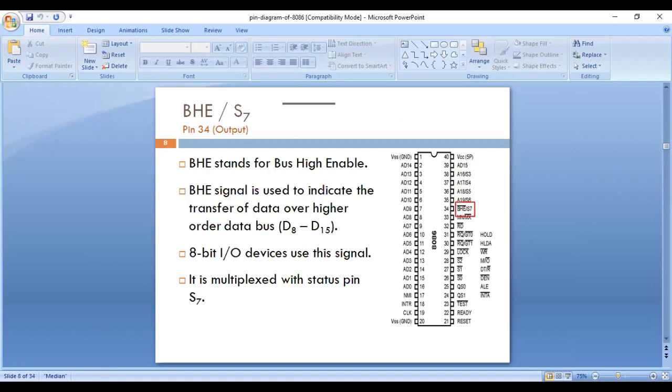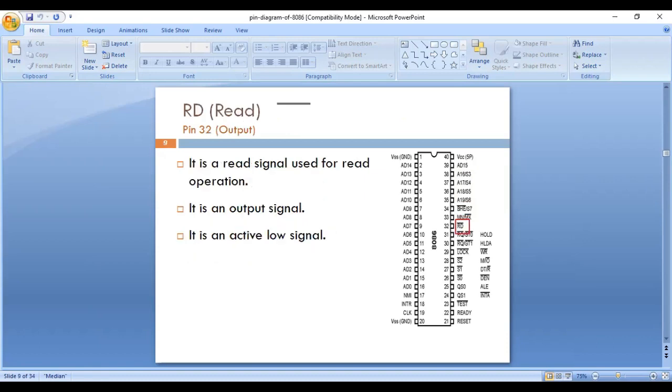Next comes BHE, which stands for bus high enable. It transfers the data over the higher order lines D8 to D15. It is also multiplexed with the status pin S7. Next, RD bar. It is an active low signal, and it is used for reading.